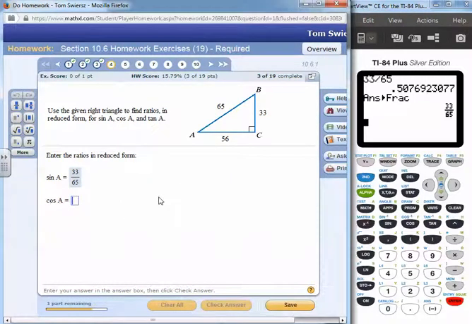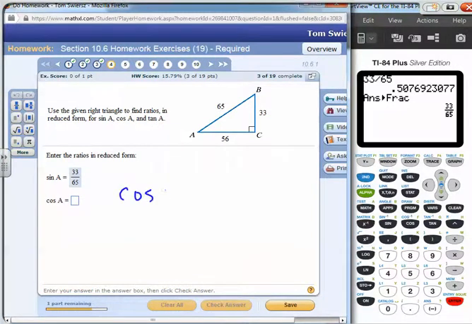Cosine is the side adjacent over hypotenuse, right? Cosine is adjacent over hypotenuse. So cosine of angle A, with respect to angle A, the leg next to it is the 56, right? And the hypotenuse is 65. Again, I don't think anything is reducible. We can go ahead and use our calculator.